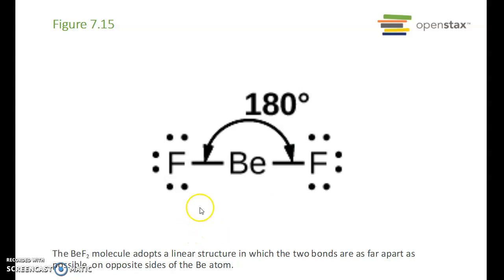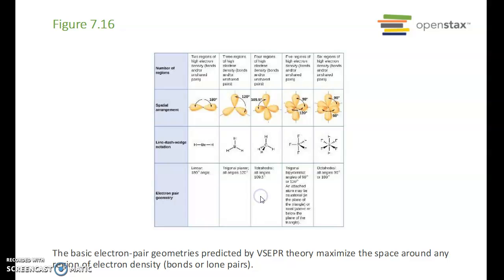Now, if it's something fairly simple, beryllium fluoride, for example, has 2 that are shared, and they're exactly 180 degrees apart. Okay? Because there's no other bonds for beryllium to share, are there? No other electrons for it to share. So it's going to be a linear one with 180 degrees between the 2 bonds.